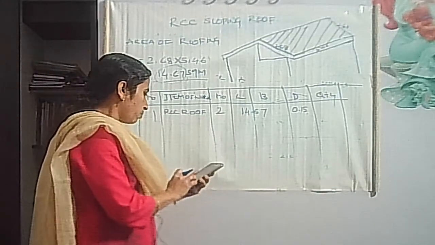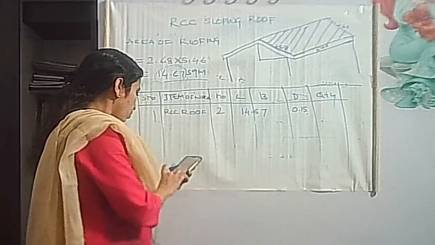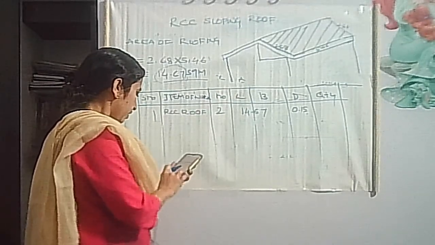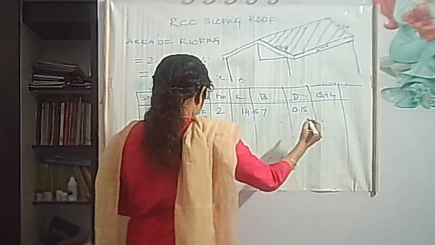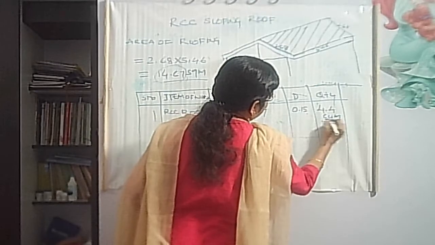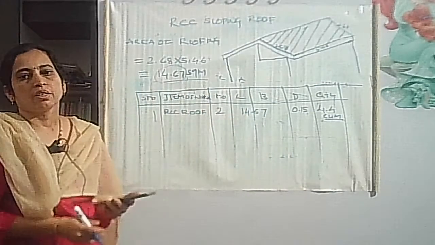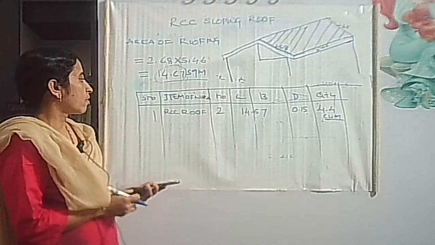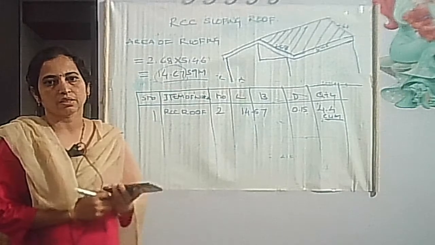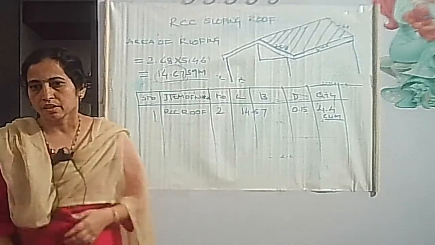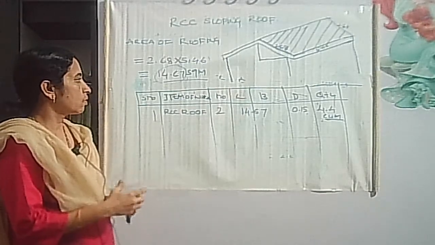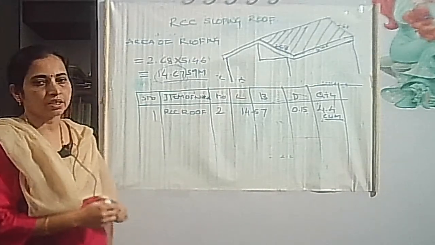So, this is 14.67, you are taking into 2, okay. Then you are multiplying it by 0.15, that is equal to 4.4 cubic meter, which is your volume of concrete in the RCC roof. Hope you have understood this method. We will continue further with the reinforcement calculation in the next class.